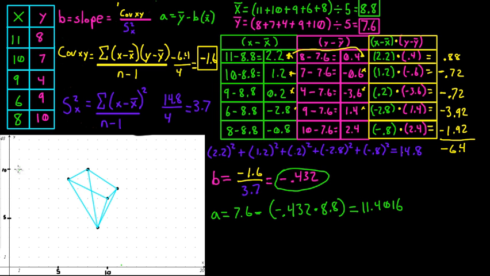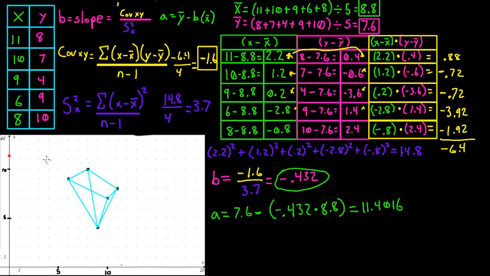That means that the line is going to pass through the y-axis at 11.4016. And so when you plot this, you go up here, you got 10, 11, and so 11.4 would be somewhere right around in here.